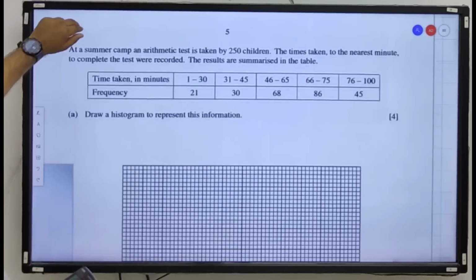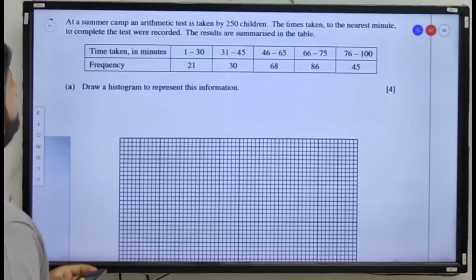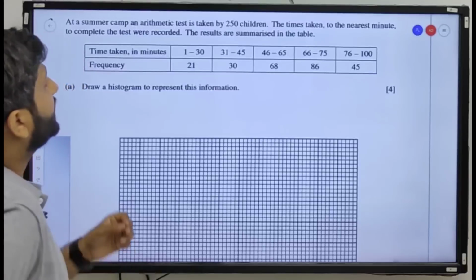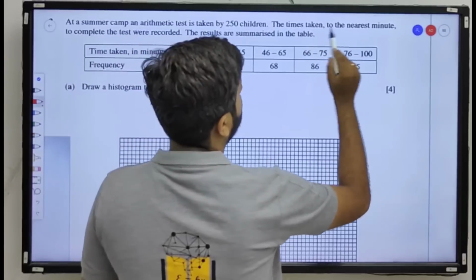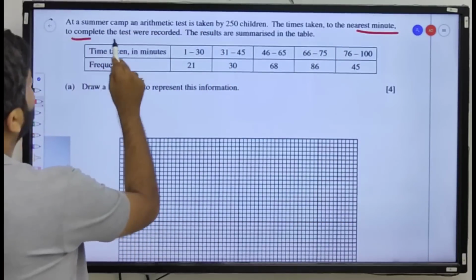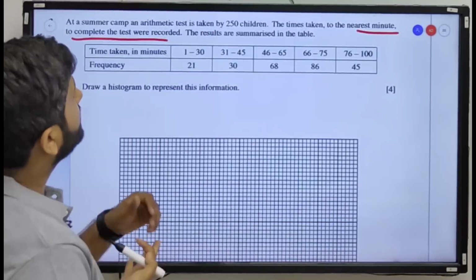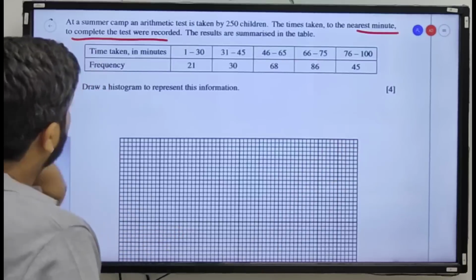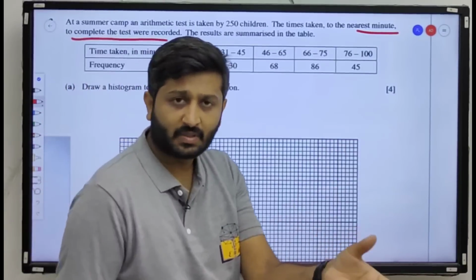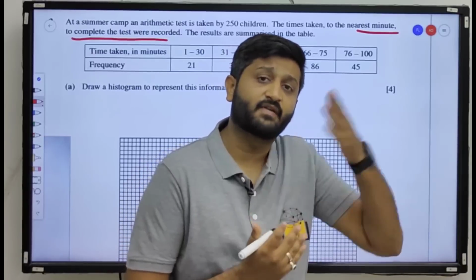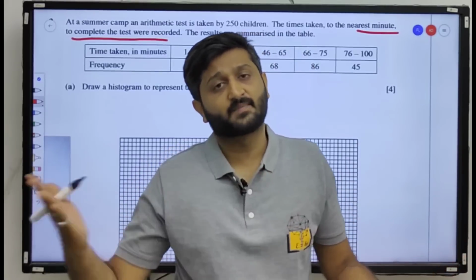Next question. At a summer camp, an arithmetic test is taken by 250 children. The time taken to the nearest minute to complete the test were recorded. The results are summarized in the table. Draw a histogram to represent this information. So we are supposed to draw a histogram, which means first we are supposed to find out frequency density, and then we are supposed to draw it.